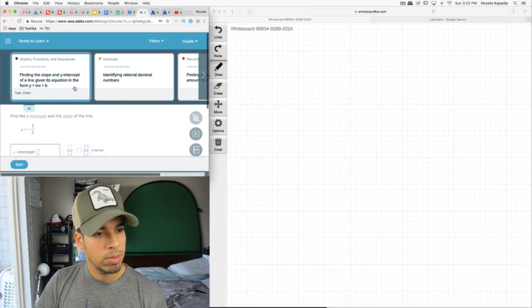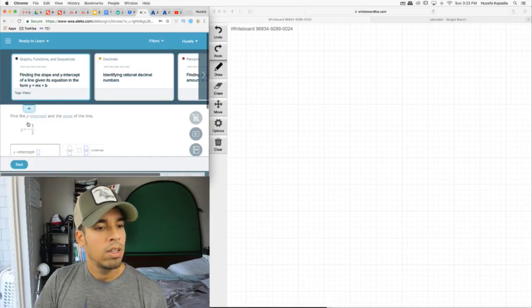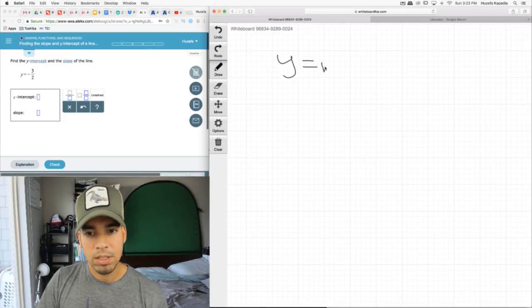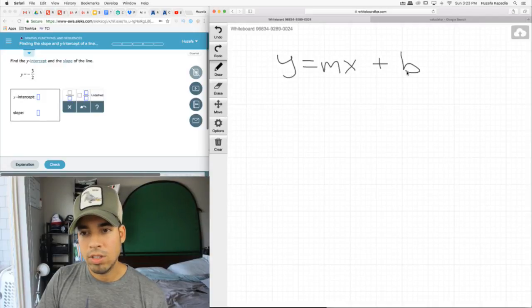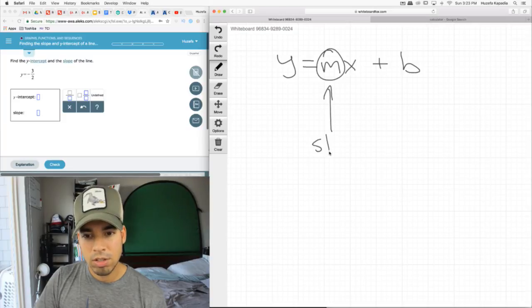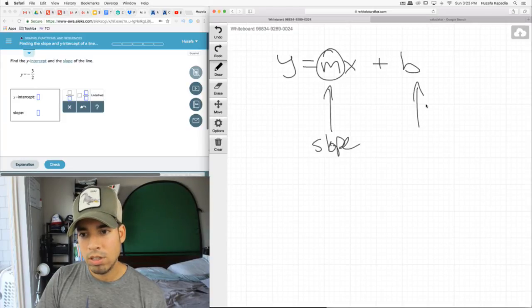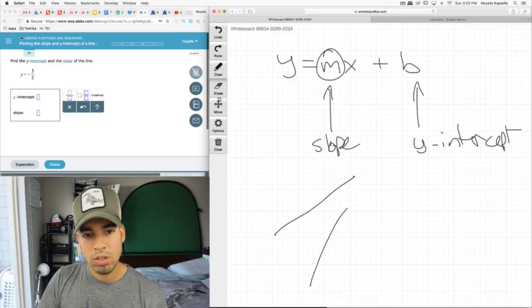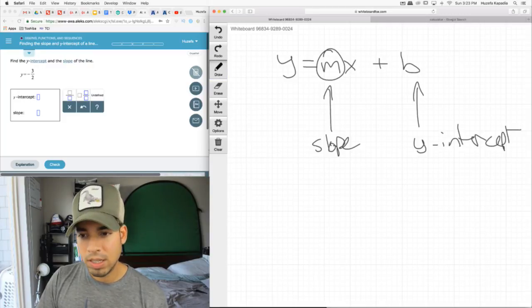Finding the slope and y-intercept of a line given its equation in the form y equals mx plus b. That is slope-intercept form. And slope-intercept form y equals mx plus b means that you can tell a lot from the line, meaning whatever is multiplying the x is our slope value. Whatever value is over here is our y-intercept. Slope is the rate of change, meaning how fast is it rising? Is it like that? Is it like that? So on and so forth. Just like the steepness of a hill.